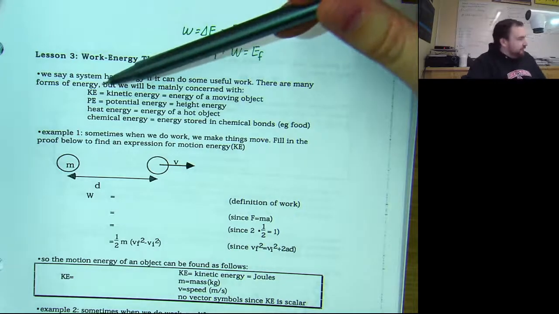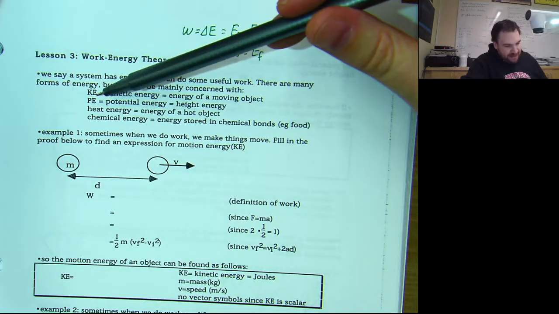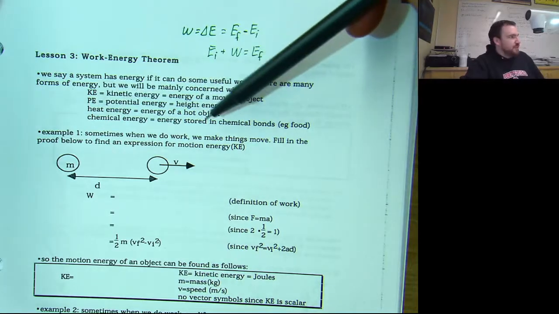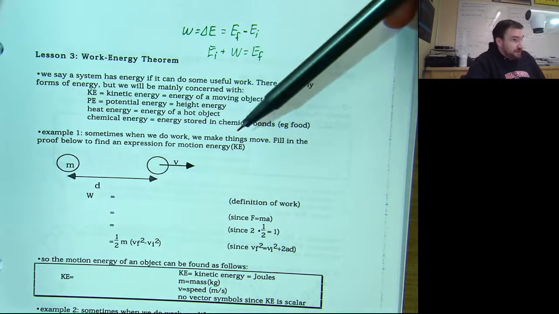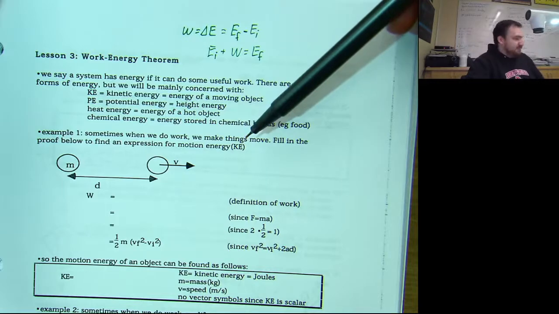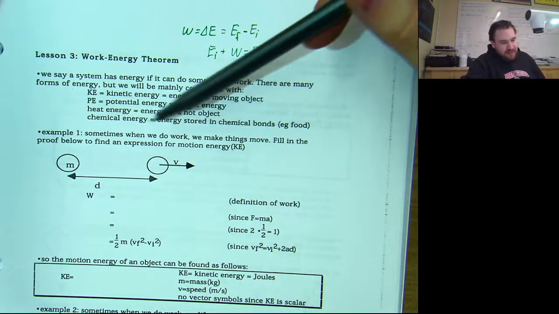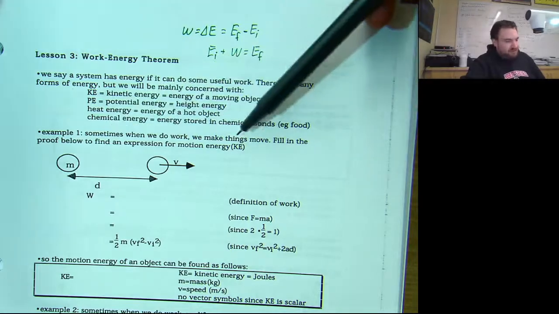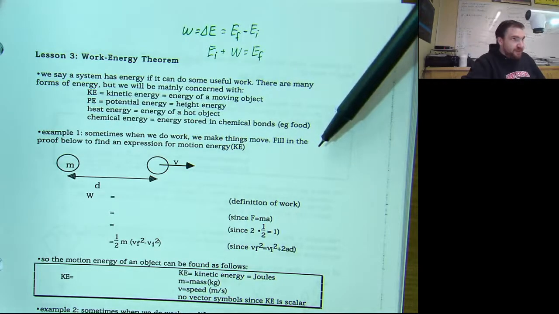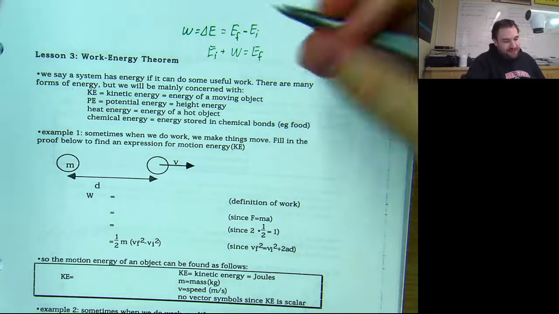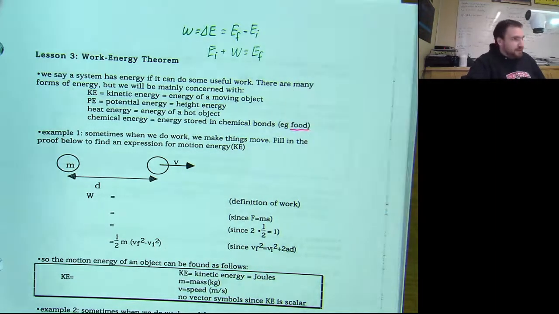There are a bunch of different forms of energy you guys have looked at before. Kinetic energy, energy in a moving object. Potential energy, assuming that your object is some height above some surface, work can be done. There's heat energy, energy stored in a hot object. Chemical energy stored within the bonds of chemical compounds. The classic example is food. Your body gets its energy from breaking the bonds that exist in the carbohydrates of food that you eat.